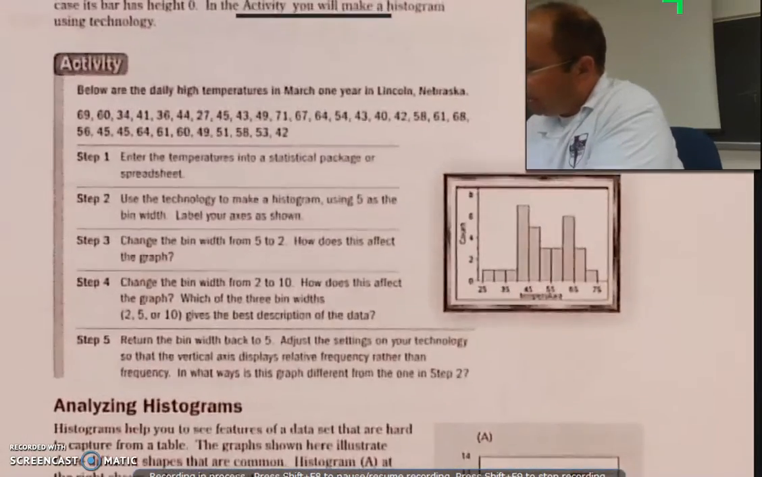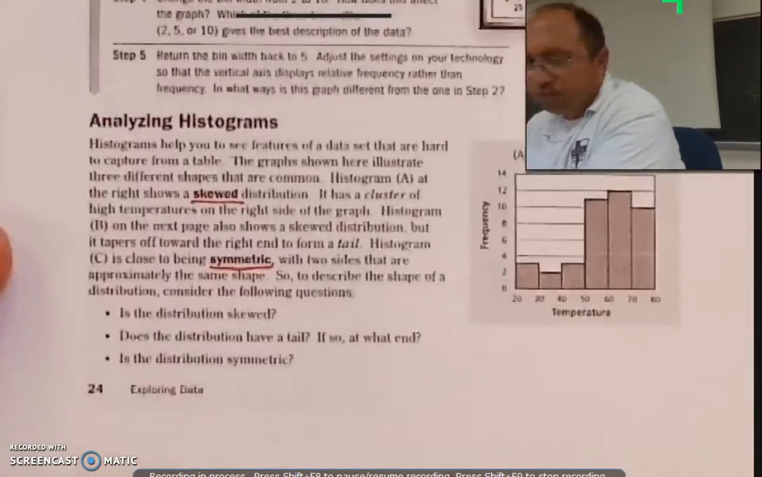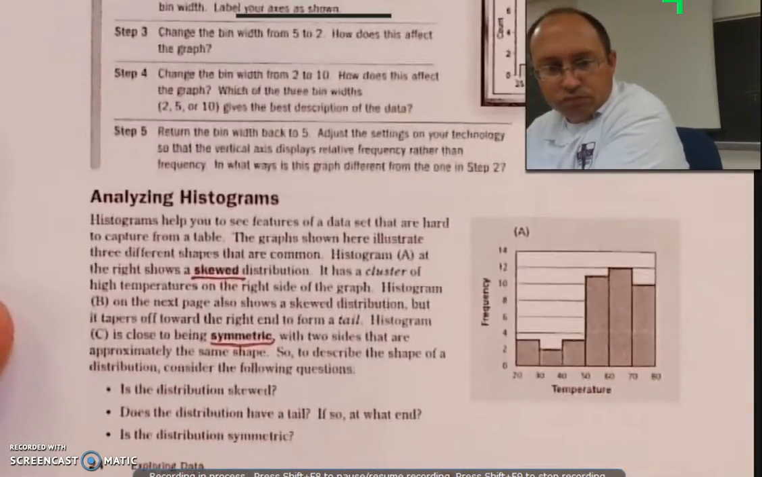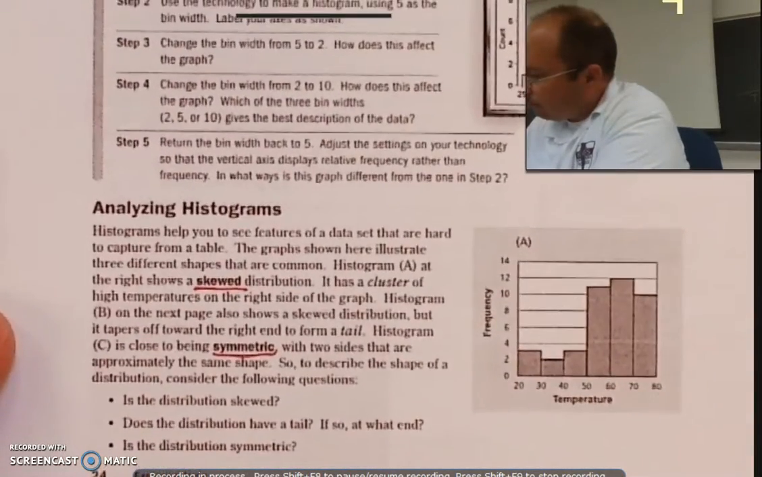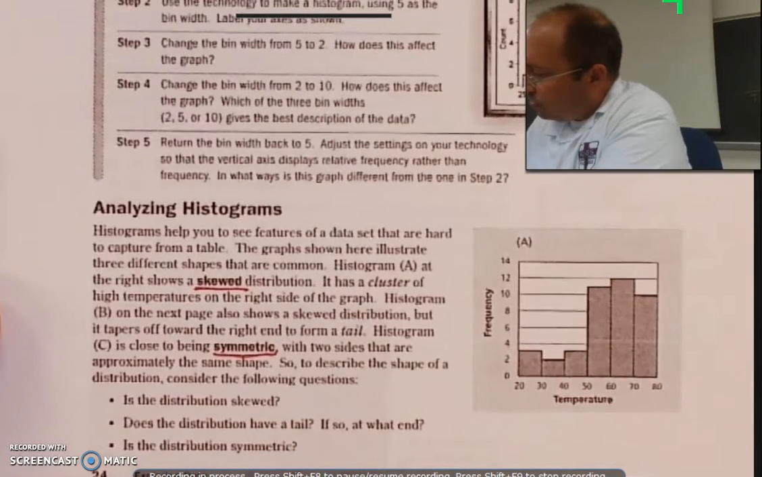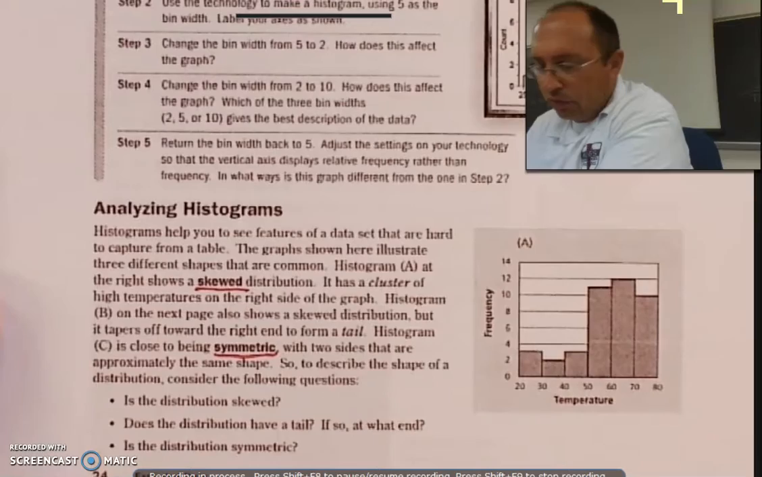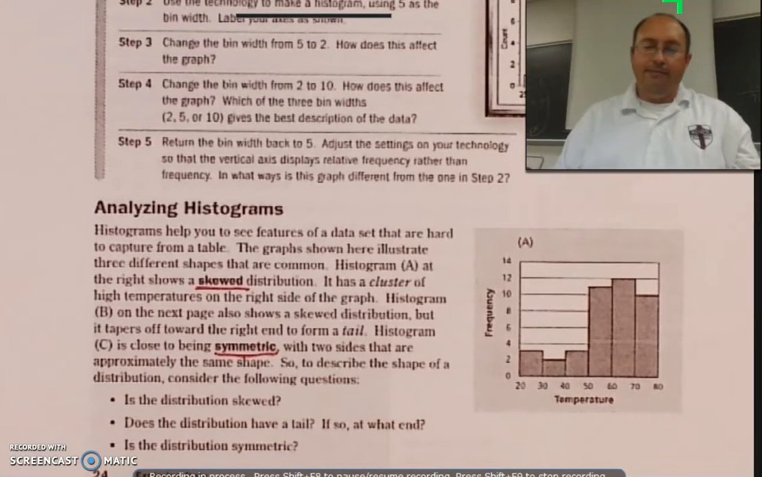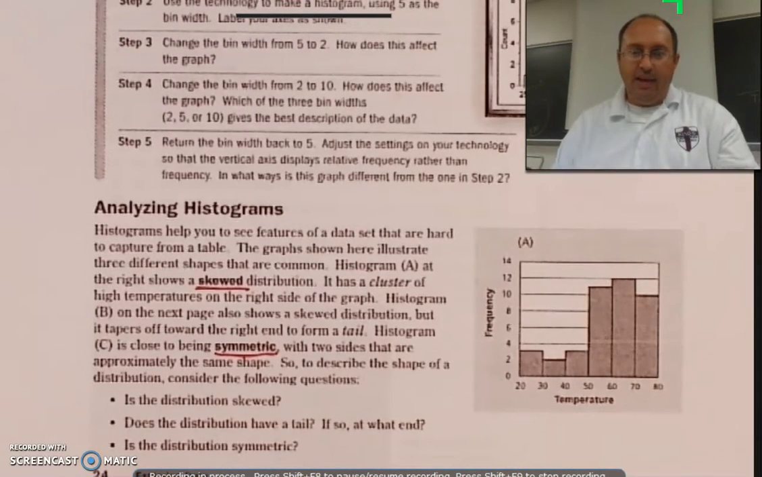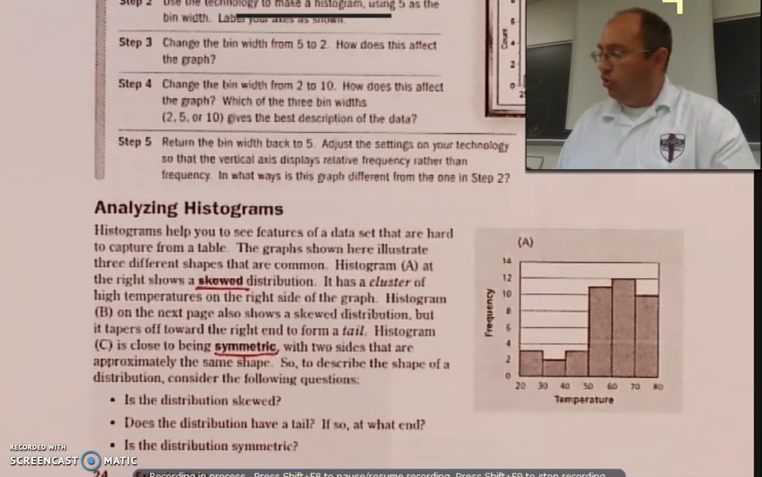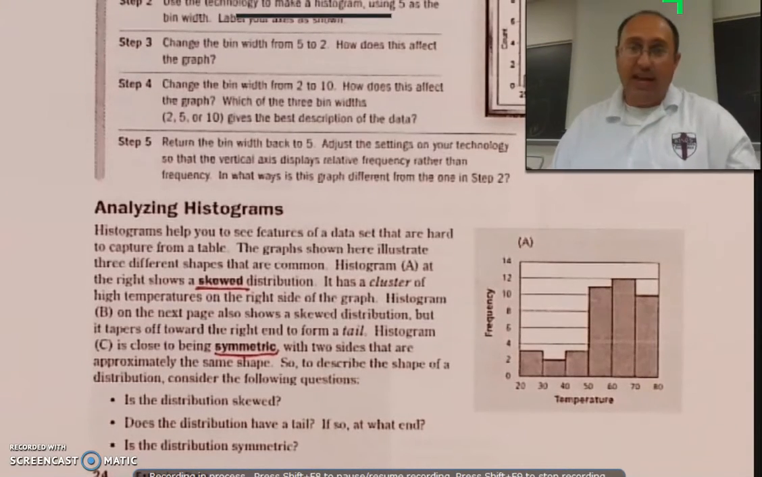Okay, jumping down to analyzing histograms. Histograms help you to see features of the data set that are hard to capture from a table, obviously. So, for instance, is the data stacked up on one side or the other? Is the data, what we call skewed means it's pushed to one side and has a tail.